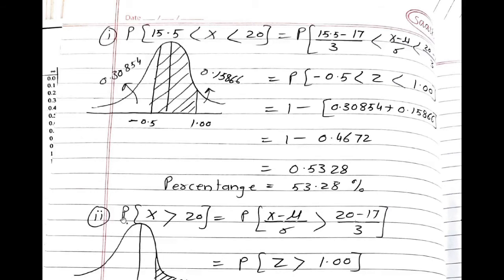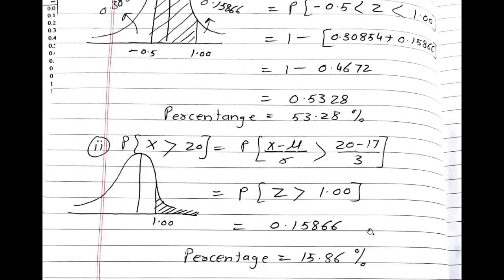Next part of the problem, probability x greater than 20 is equal to probability (x minus mu) upon sigma greater than (20 minus 17) upon 3, which is nothing but probability z greater than 1.00. First of all, draw the curve. This is the normal probability curve. 1.00 will come on the right hand side of the curve, and we want the greater part. So the tail part will get marked. So 1.0 in the 0 column, the value is 0.15866. So the percentage, if I want to write, is nothing but 15.86%.